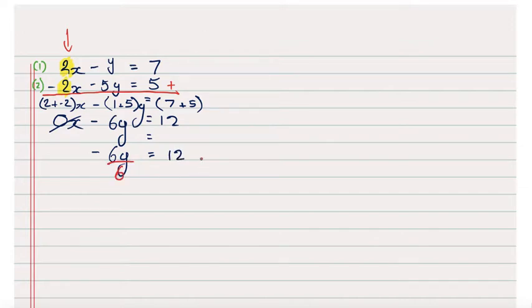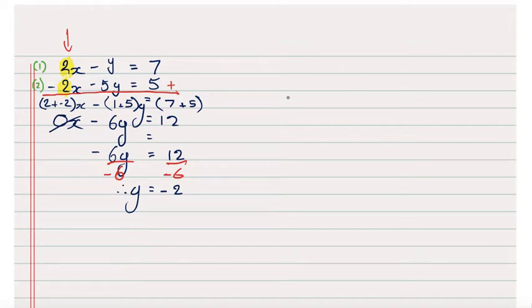Dividing both sides by, in fact it should be negative 6, dividing both sides by negative 6, we find that y equals negative 2.